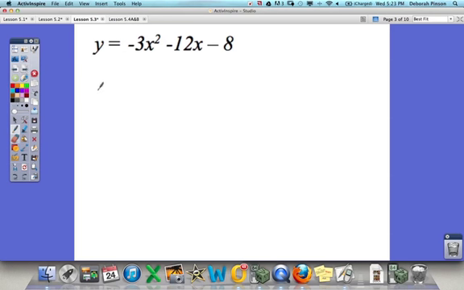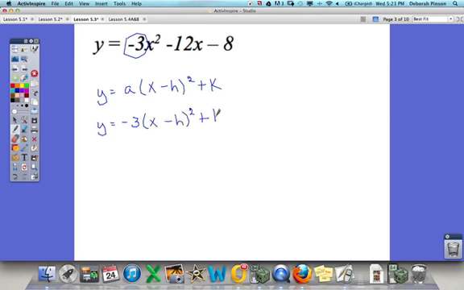Okay, let's do one more. I want to write it in vertex form. Now, let me go ahead and get my a. Since I know what it is, it's going to be negative 3. That'll be easy enough, so we'll go ahead and get that first. And then we need to get our h, k by doing our negative b over 2a. So I have 12 over negative 6, so negative 2, and plug that back in.